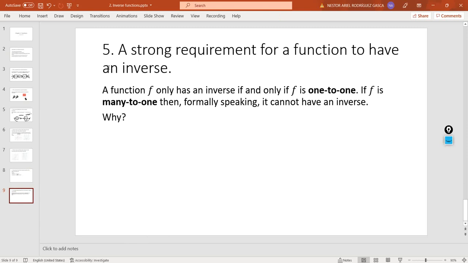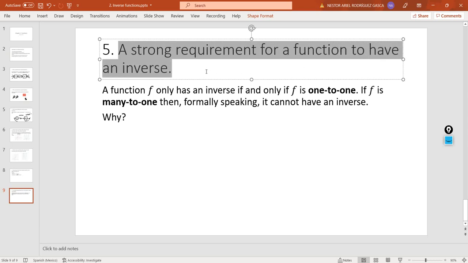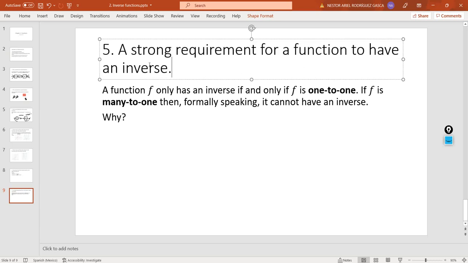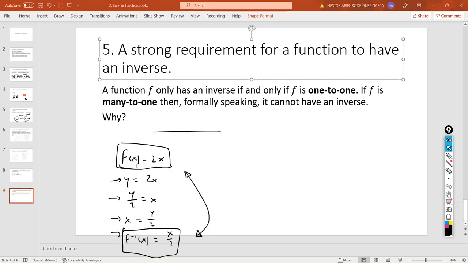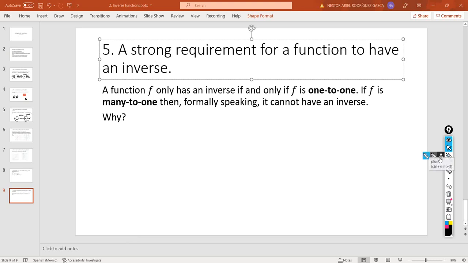Here comes the tricky part of this lesson. For many of you, this is gonna be new. Here we go. We have a strong requirement, guys, a strong requirement for a function to have an inverse. Not all functions have inverse. I'm going to repeat that again. Not all functions have inverse.